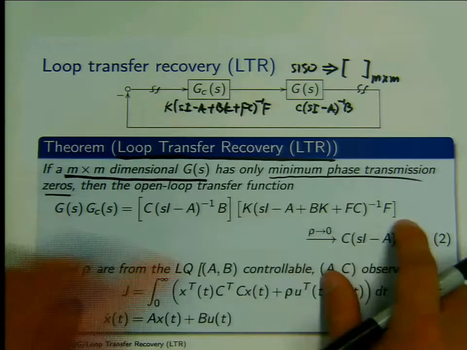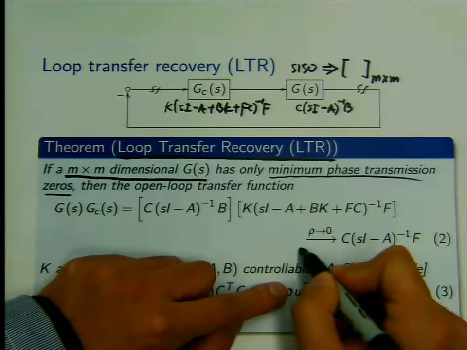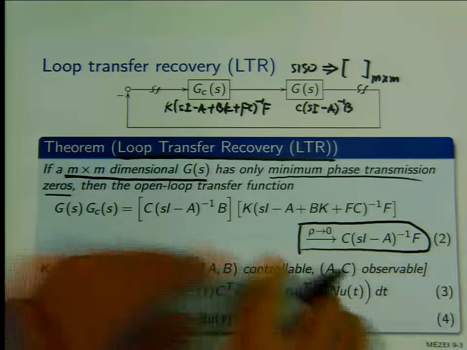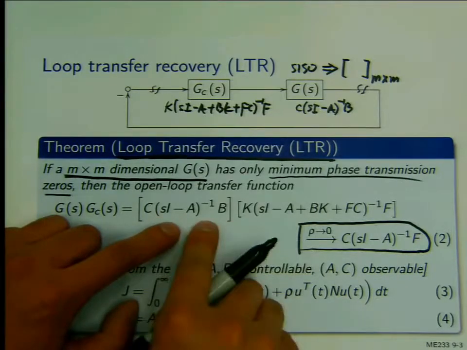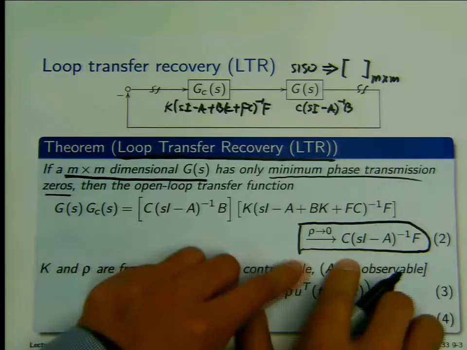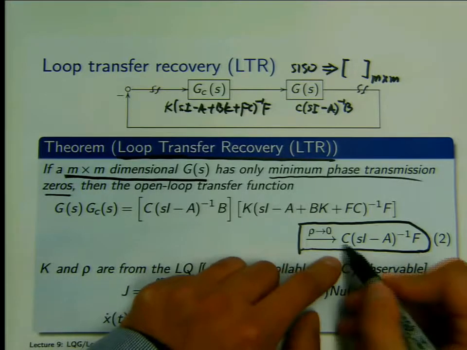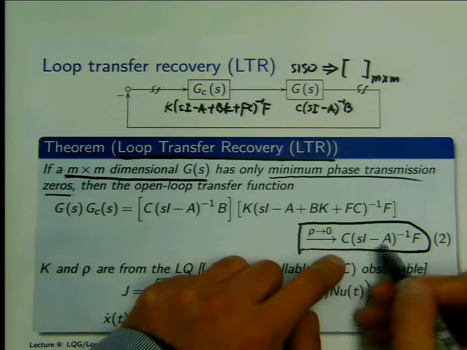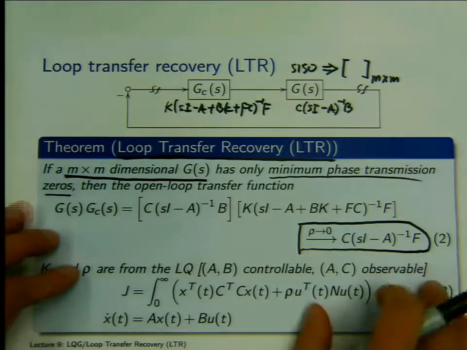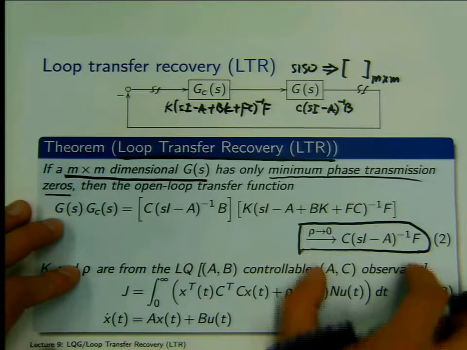If you do this computation and you follow whatever we have discussed, then under certain conditions, this seemingly very long transfer function, with all these matrices inside, is going to converge to a very innocent looking transfer function. You see, it's very simple: C (sI minus A) inverse F. The first part comes from the plant, and the second half comes from the F matrix, the gain in the Kalman filter. It looks very simple, very innocent, but we'll soon discover that it has a lot of nice properties.